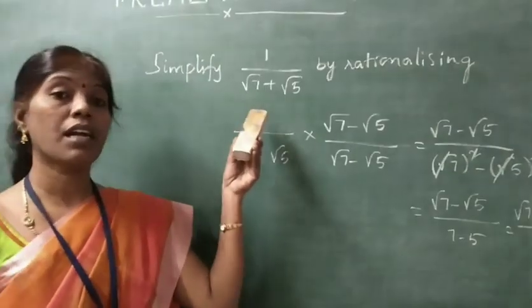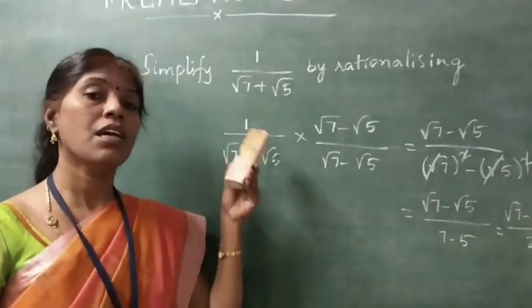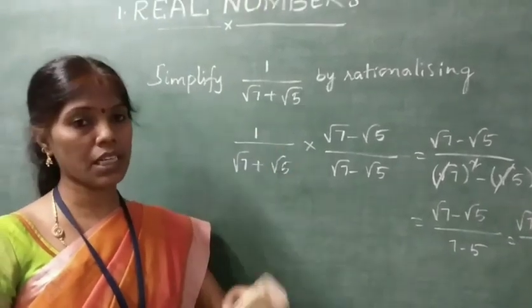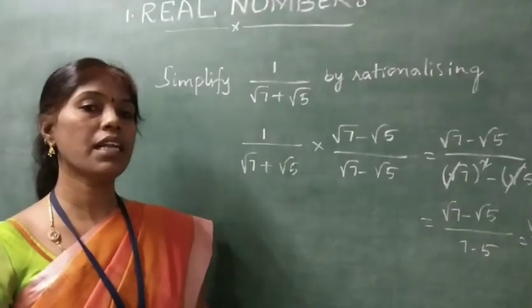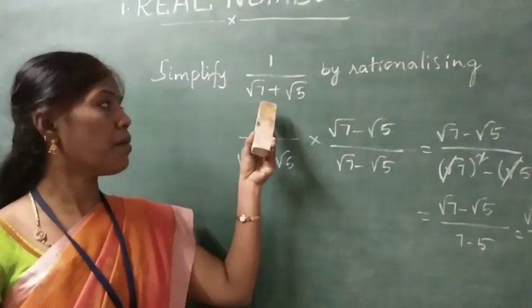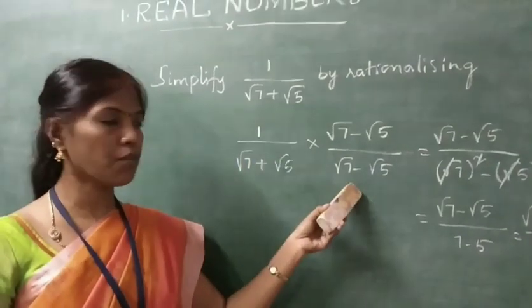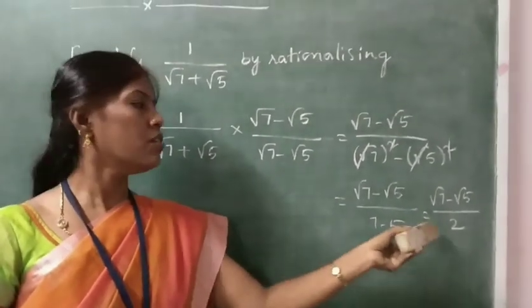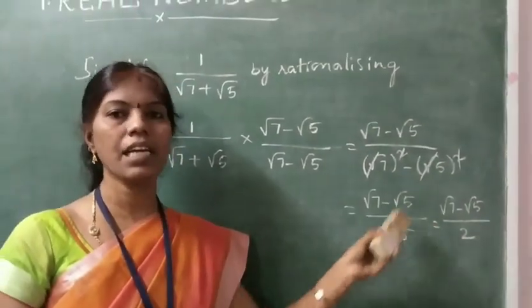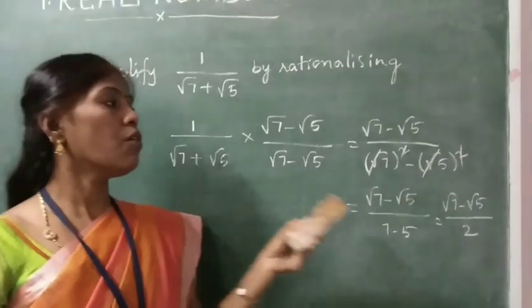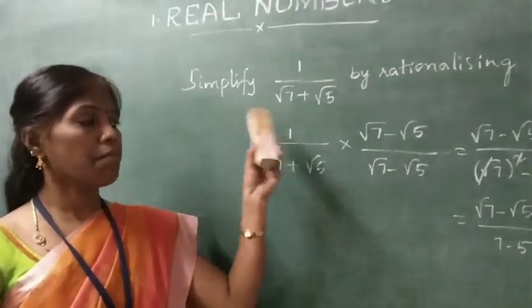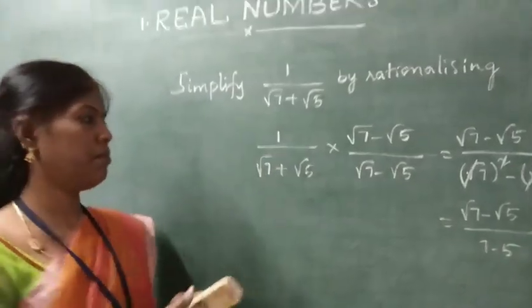So as we know, what is rationalization? The process of converting the irrational number into a rational number by multiplying with an irrational number. So we multiplied with root 7 minus root 5 to get a rational number. Is 2 a rational number or not? So hence we have rationalized the denominator. In this way we can rationalize the denominator.